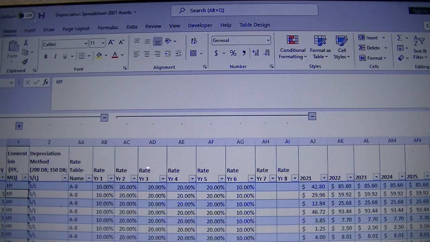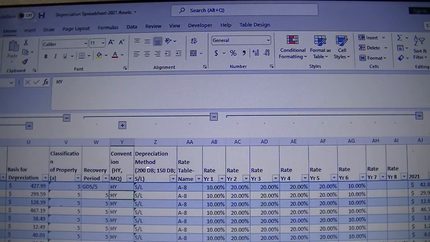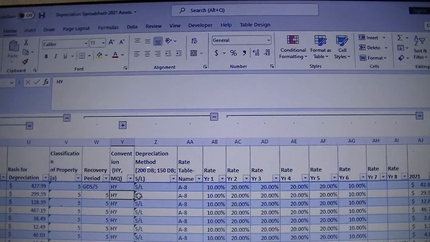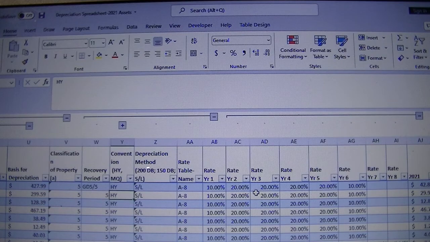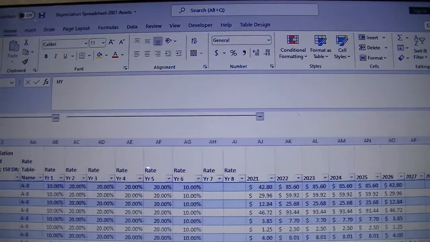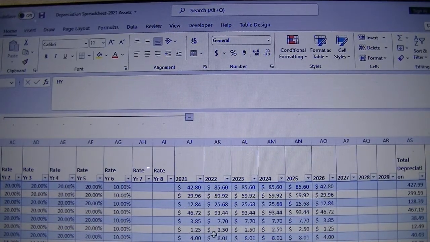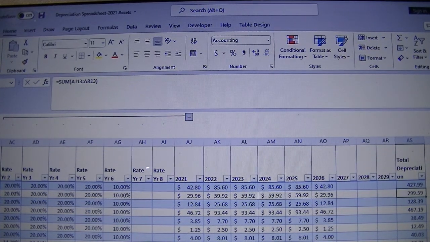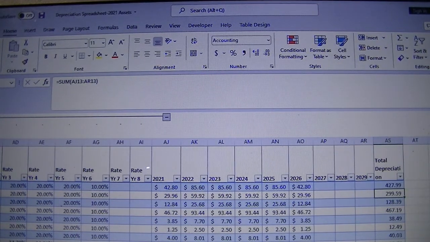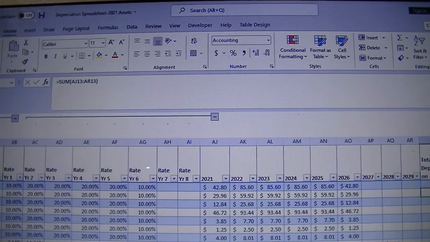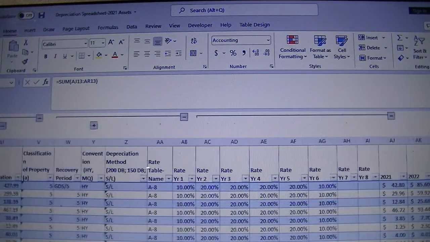So pretty much we complete the spreadsheet with that information, straight line, A8, and the rates, and the spreadsheet will calculate the depreciation for all the years we are going to depreciate it, and the total should match what we paid for it, or the basis for depreciation, pretty much $300. Let me see, $209.59.